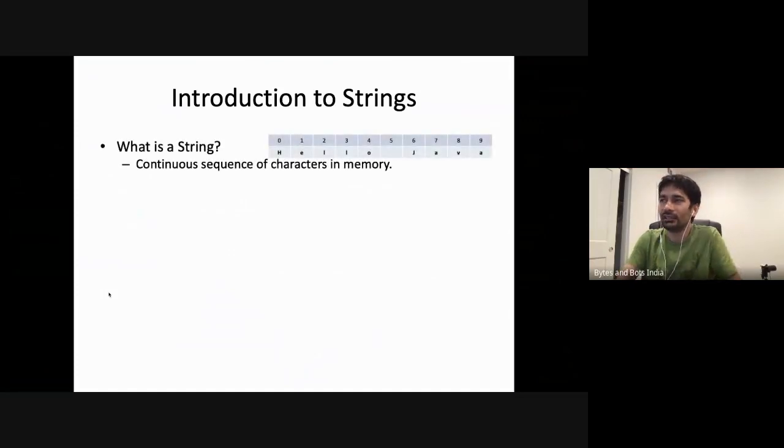A string is a continuous sequence of characters in memory. As an example, hello world is a string. Hello Java is a string. And it is a bunch of characters in a sequence, right, one after the other.